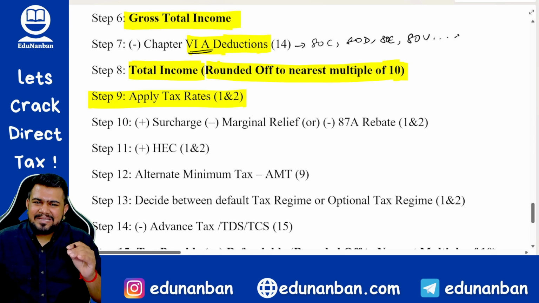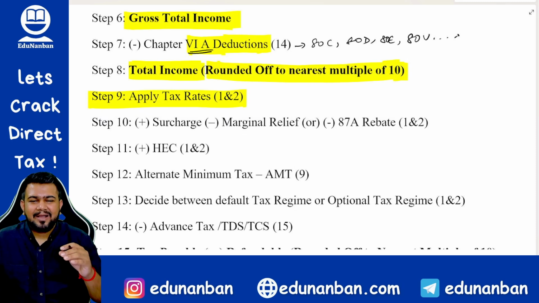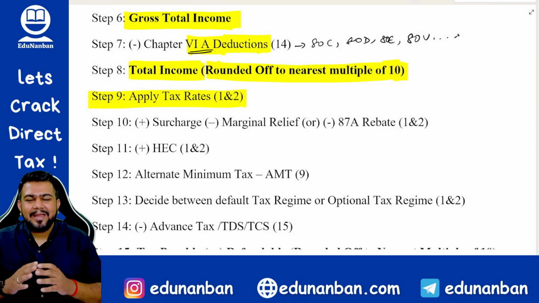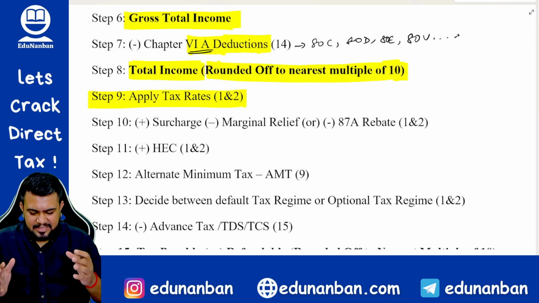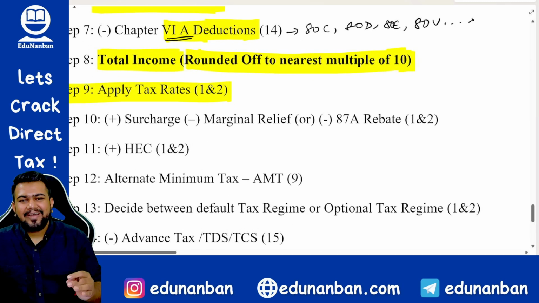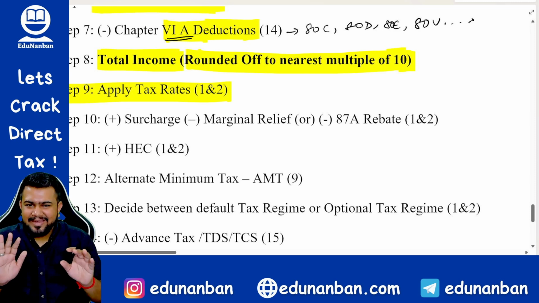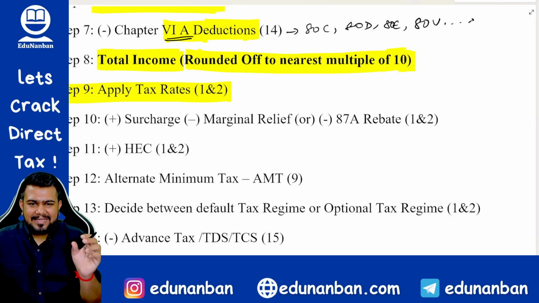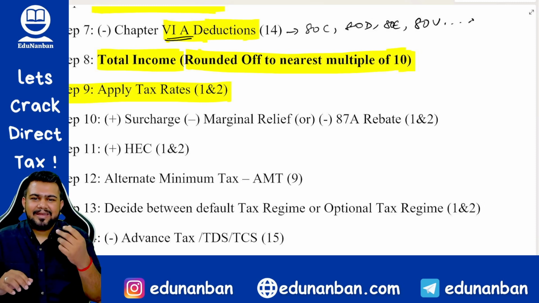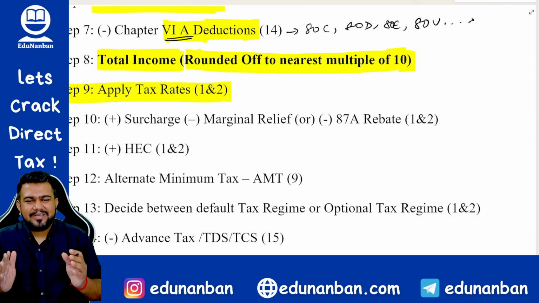Now in tax rates only, from the last 2 to 3 years, the government has created a lot of confusion and a lot of new provisions by introducing the new tax regime. So after finding out the income, tax rate is not very simple. There is no single tax rate which you can just apply. For tax, first you have to understand what regime you are taking.